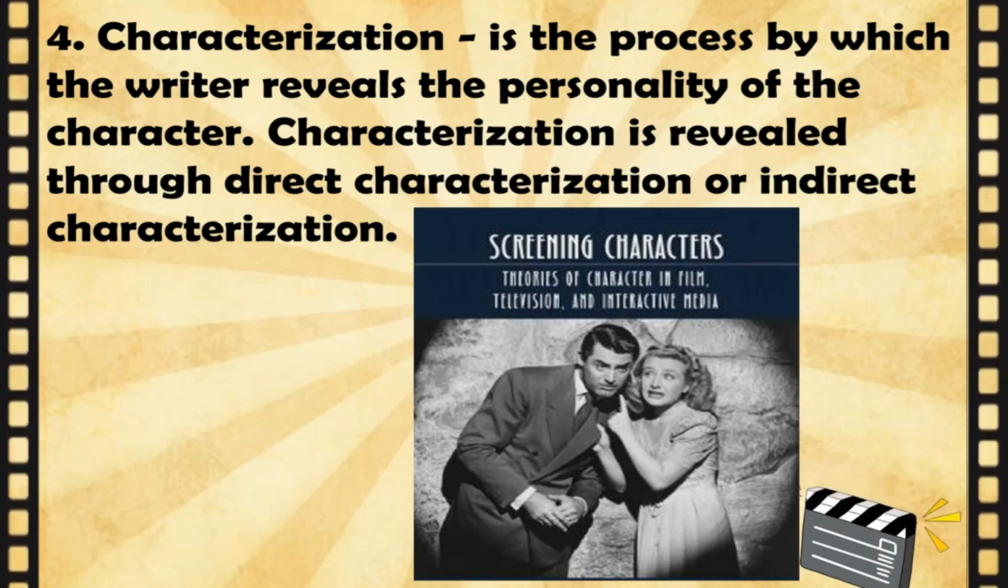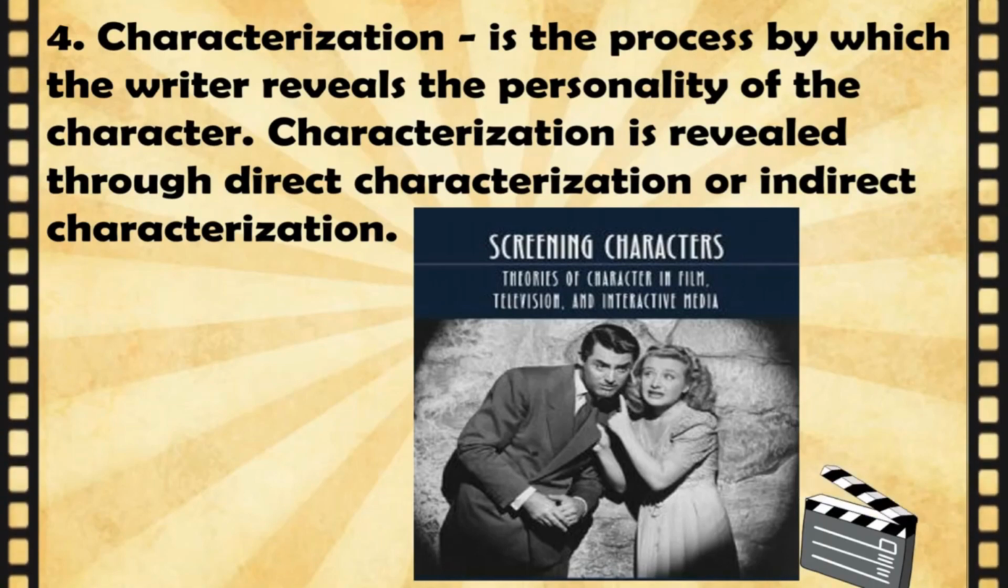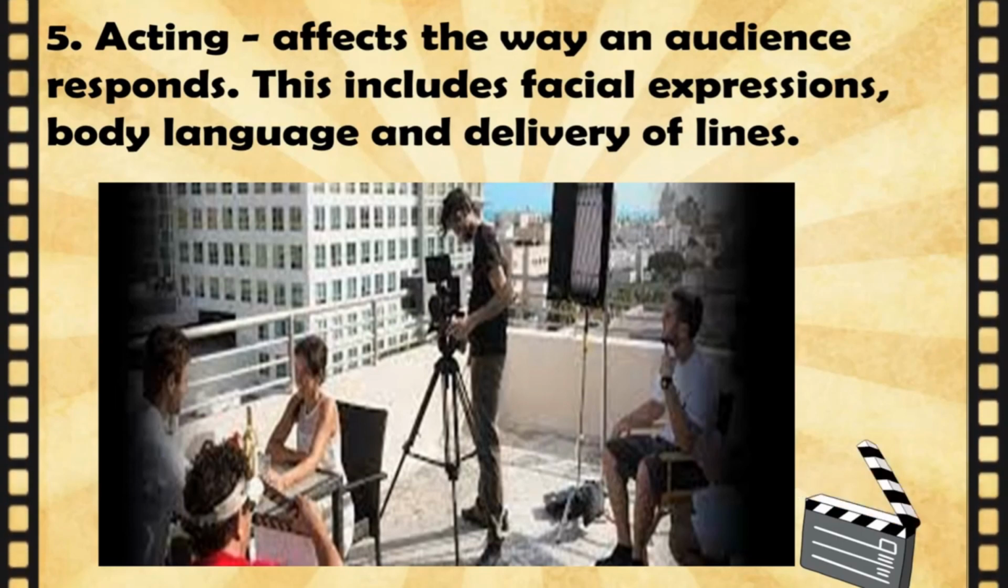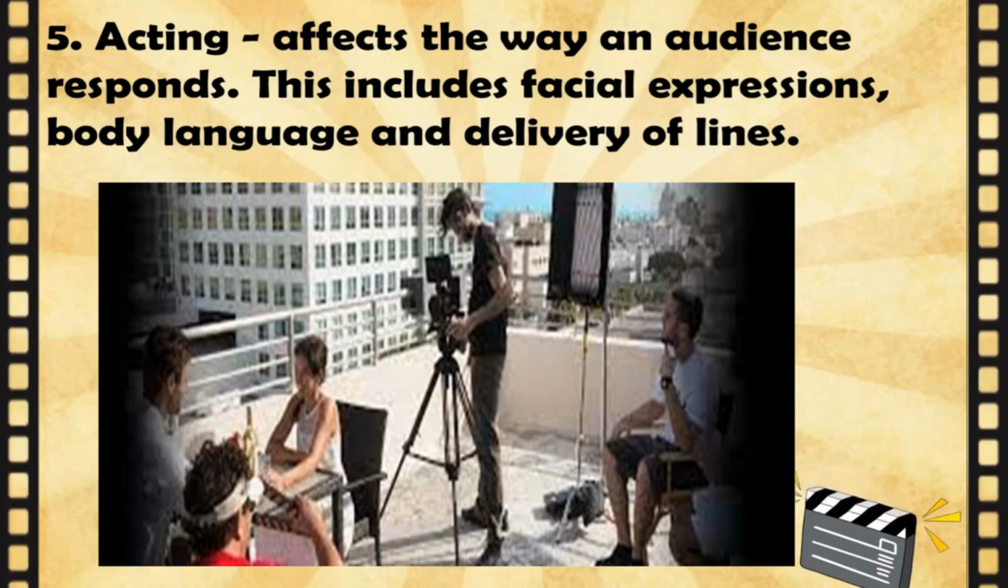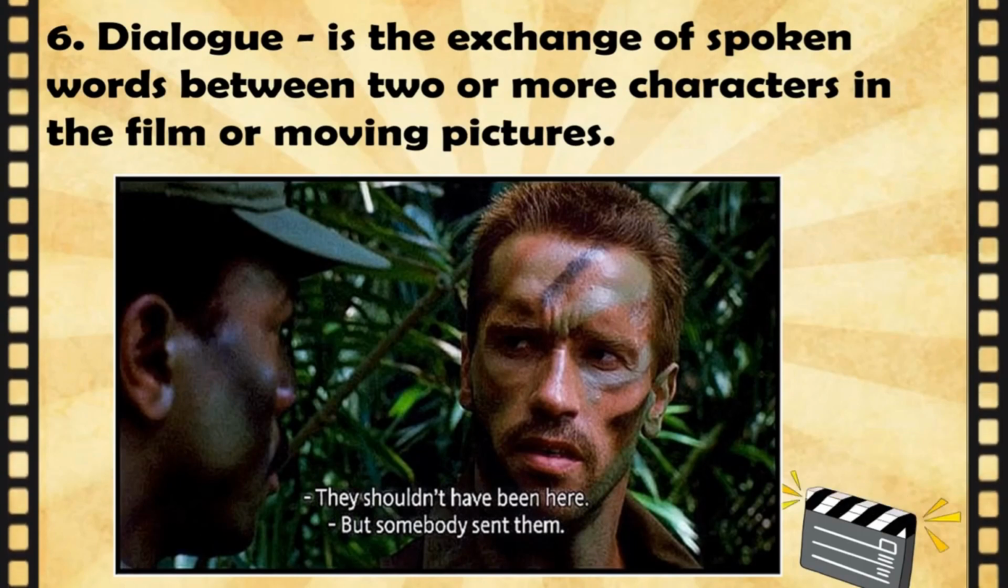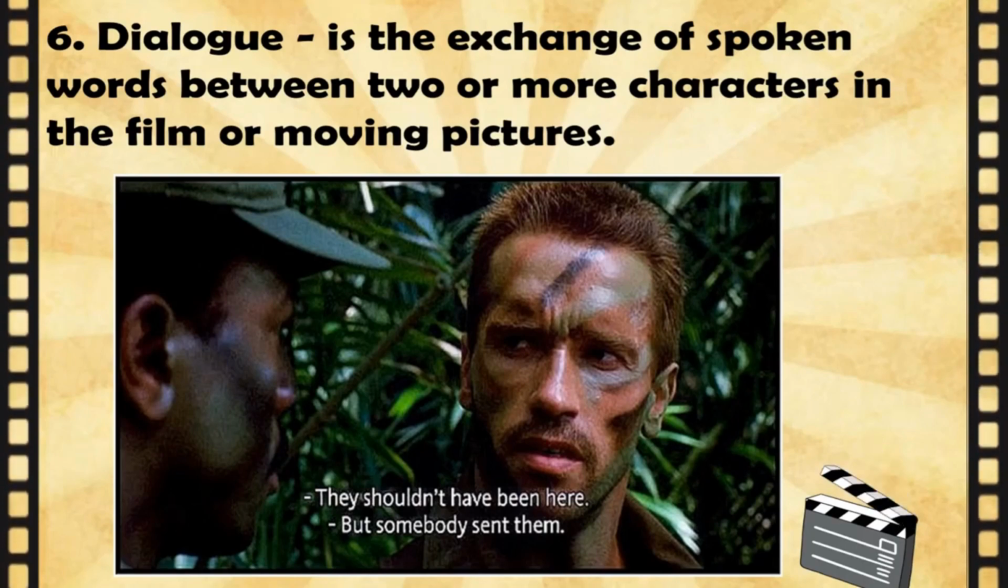Characterization is revealed through direct characterization or indirect characterization. Number 5. Acting affects the way an audience responds. This includes facial expressions, body language, and delivery of lines. Number 6. Dialogue is the exchange of spoken words between two or more characters in the film or moving pictures.